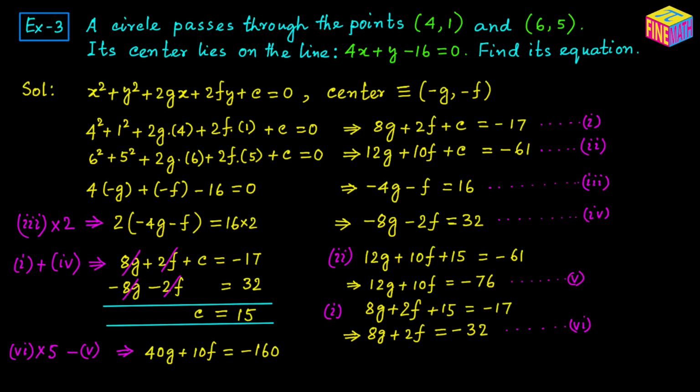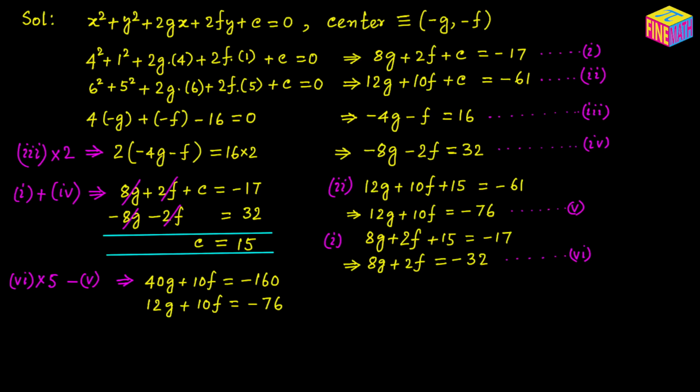So multiplying equation number 6 by a 5, we get 40g plus 10f is equal to negative 160, and then I am going to subtract equation number 5, which is actually 12g plus 10f is equal to negative 76. So I am now going to do a subtraction here, and the result of this subtraction will be 28g is equal to negative 84, and from here we get g as negative 3.